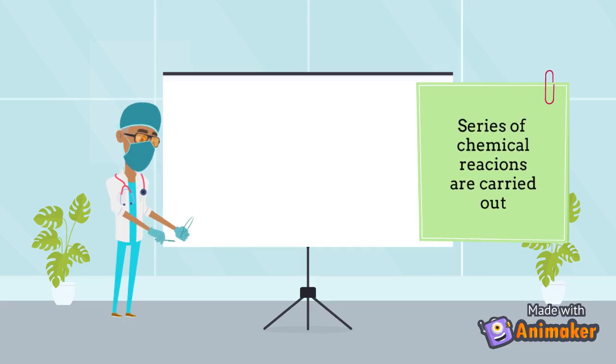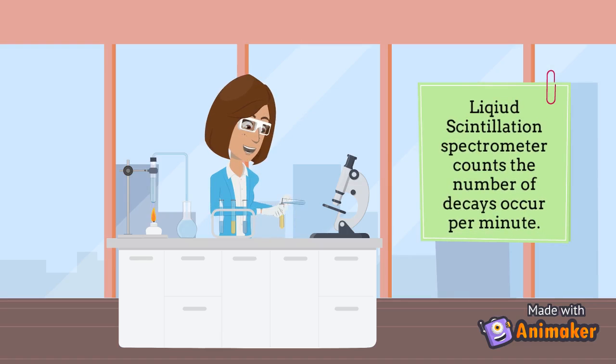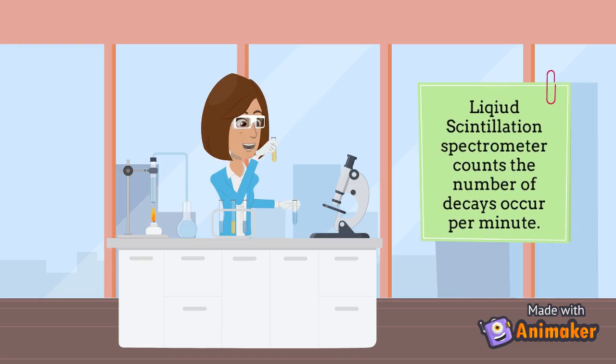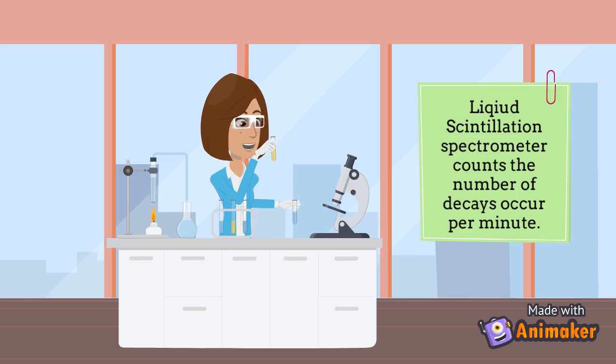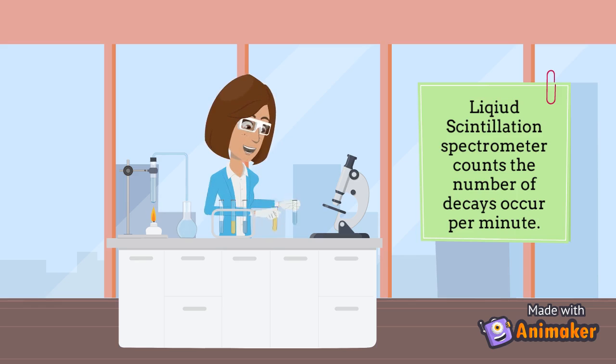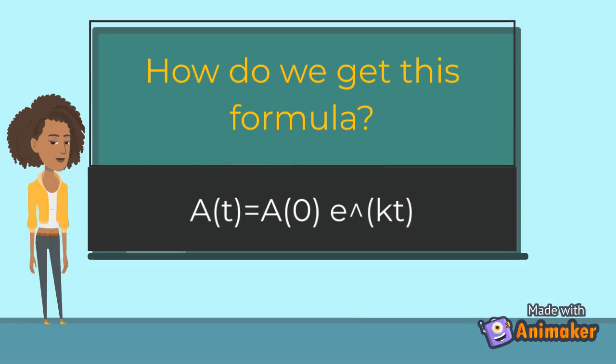The pre-treated sample then undergoes a series of chemical reactions. The purpose of this is to convert all carbon atoms present into benzene. Then, scintillator chemical is added into the liquid benzene sample. The liquid scintillation spectrometer counts the number of decays occurring per minute. Control samples are also measured at the same time. The decay events for each sample are measured over a week. Then, the analysis of data is carefully done, based on the results from the liquid scintillation spectrometer. It will provide a radiocarbon age for the sample.